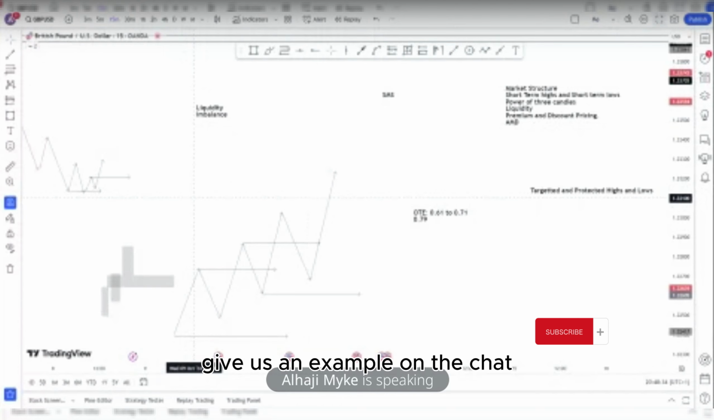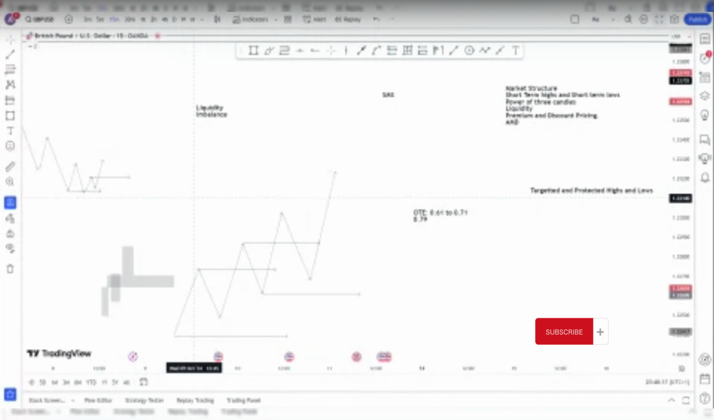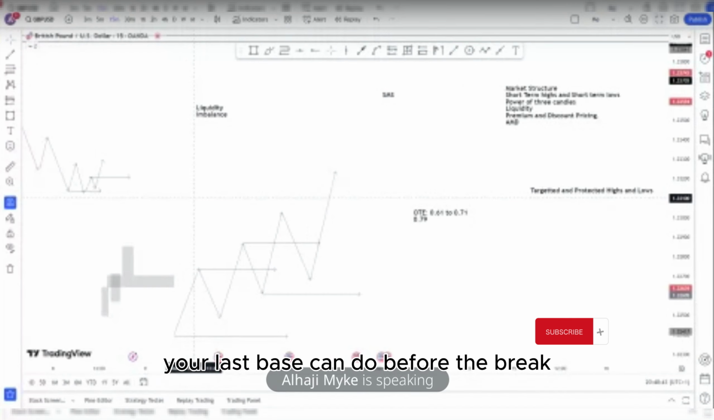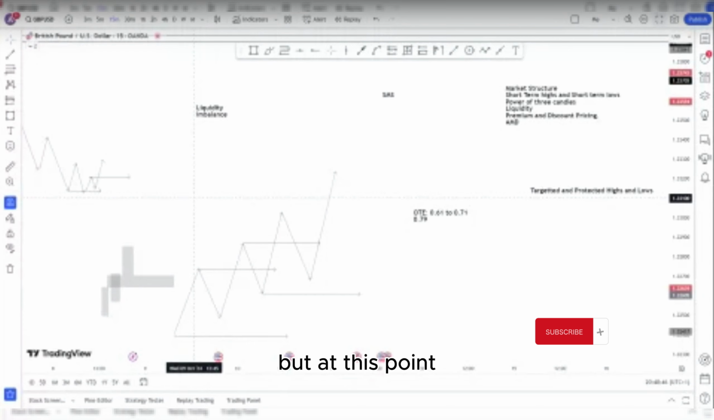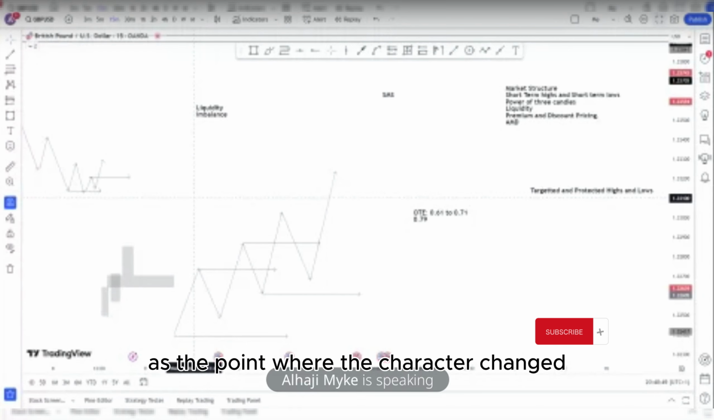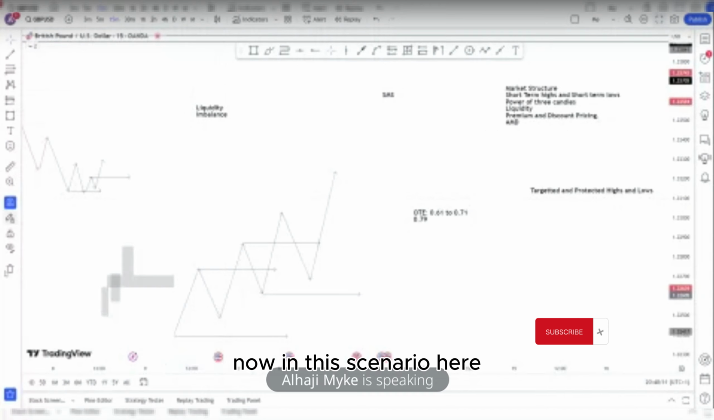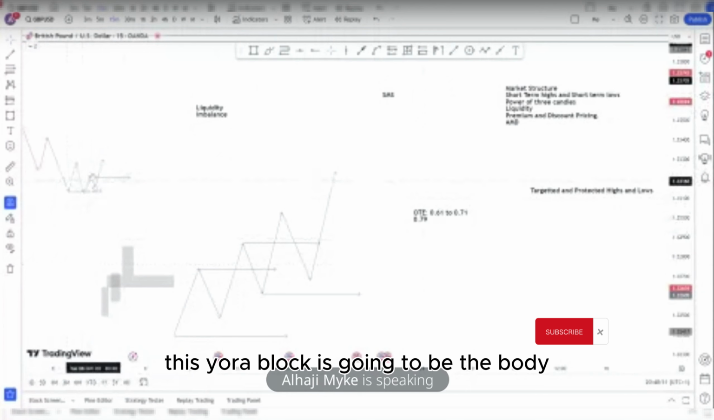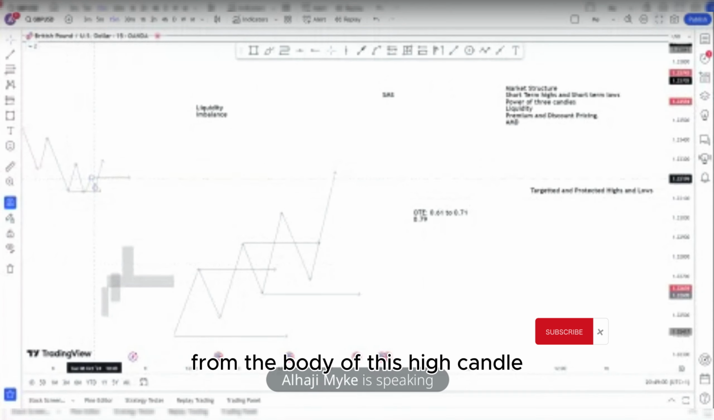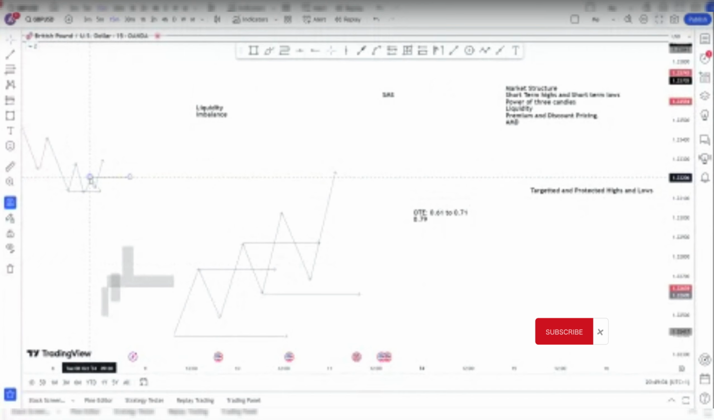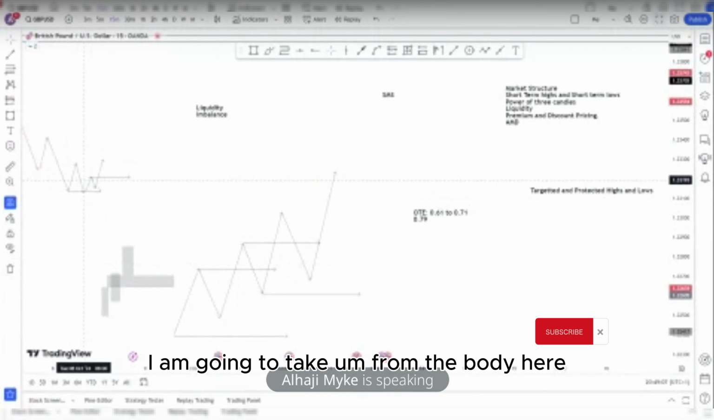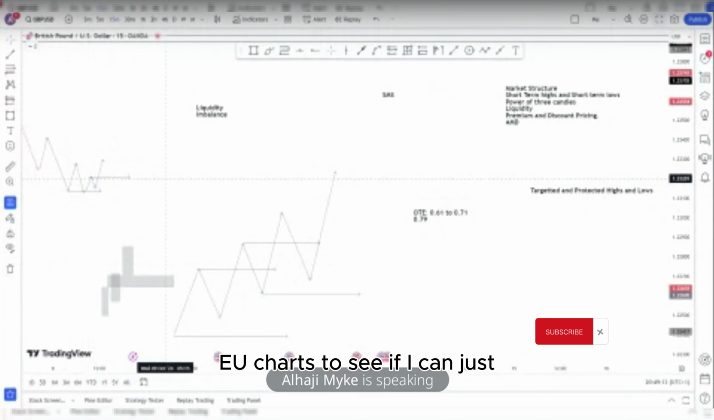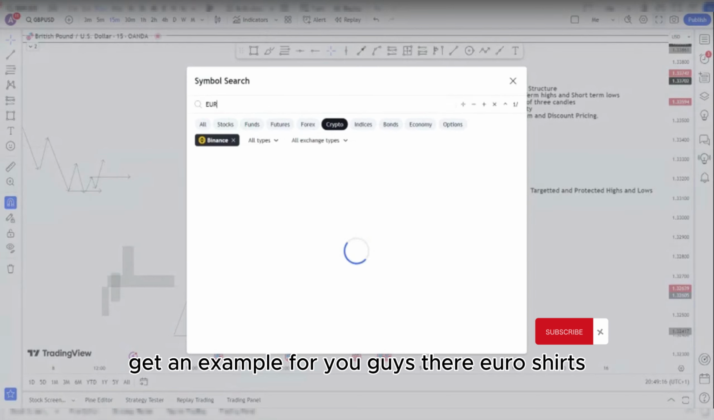Okay, now, when you are trading off short-term highs and short-term lows, your order block would no longer be the last bullish or last bearish candle before the break. At this point, you're going to regard your order block as the point where the character changed. In this schematic I gave here, your order block is going to be the body of the candle at this high, omitting the wick. You take from the body altogether of the candle that exists at this high. Let's go to the EUR chart to see if I can get an example for you guys there.